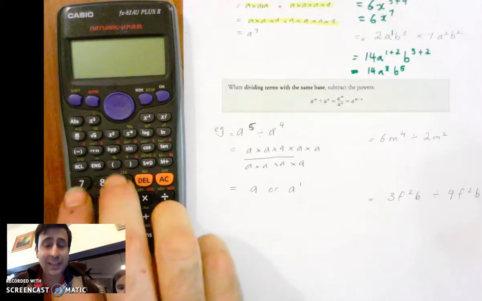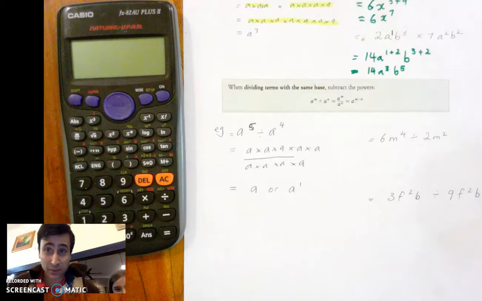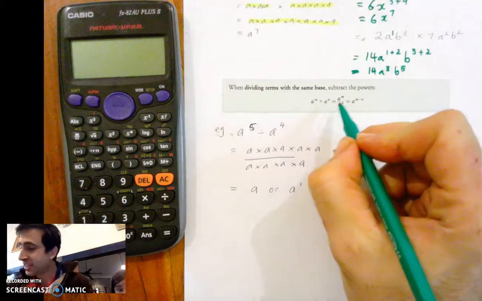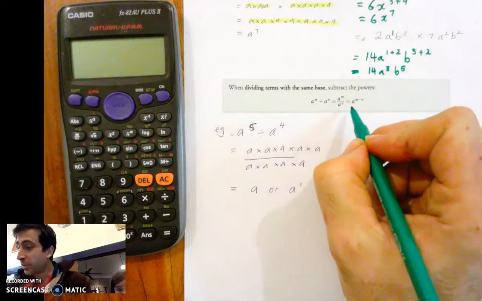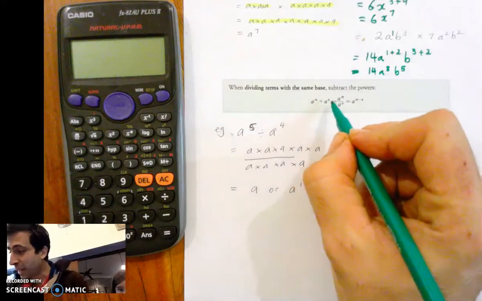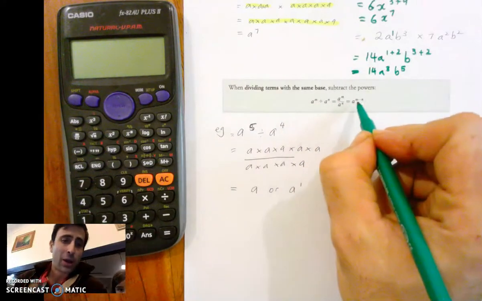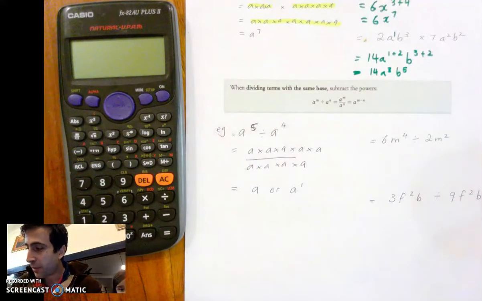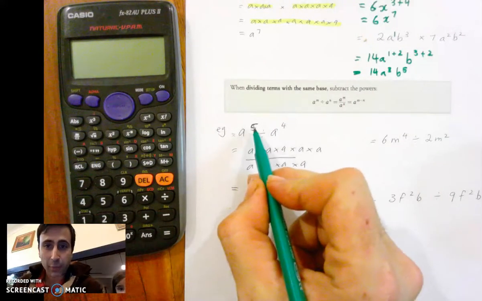So now we look at the opposite of times, which is divide. Okay, and it's exactly the same, except rather than multiplying, should I say adding together the indices, in other words, adding the n and the m, when we divide, we subtract the n and the m. And so it's pretty standard here. We've got a to the power of 5 divided by a to the power of 4.